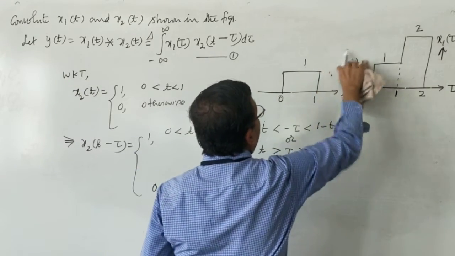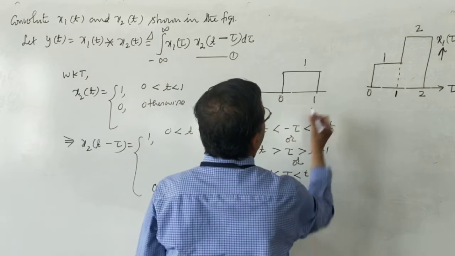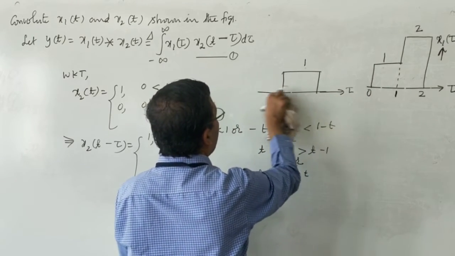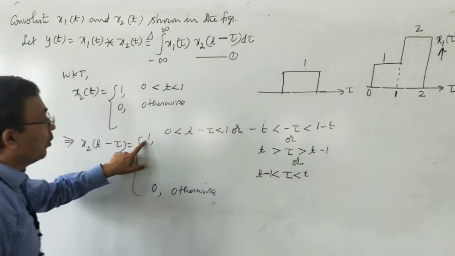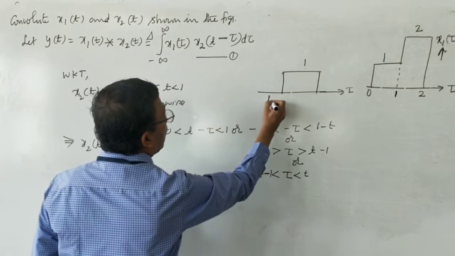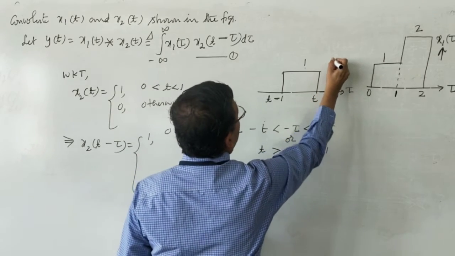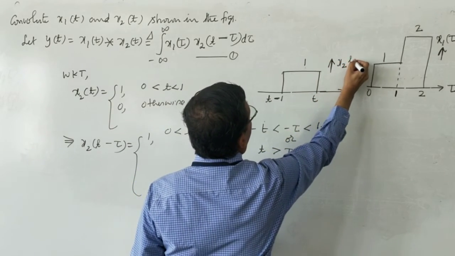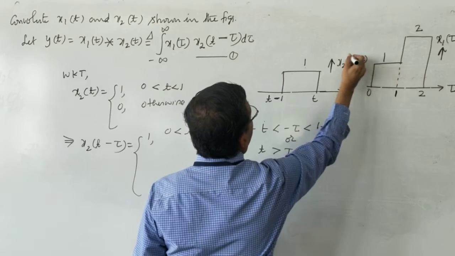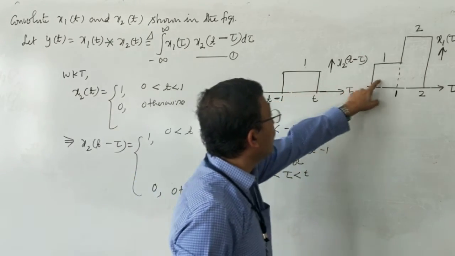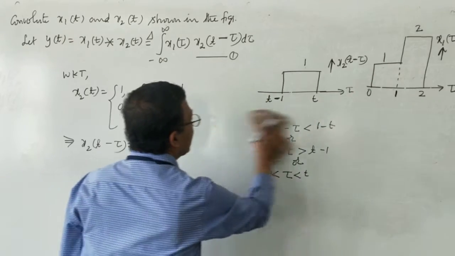I am going to sketch now x2 of t minus tau. It's a rectangular pulse of unit amplitude, starts at t minus 1 and ends at t. The y-axis is written implicitly as x2 of t minus tau. This figure has to be slid against this figure to create overlap.